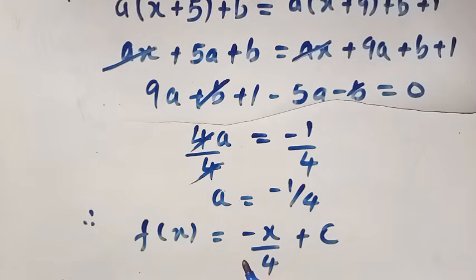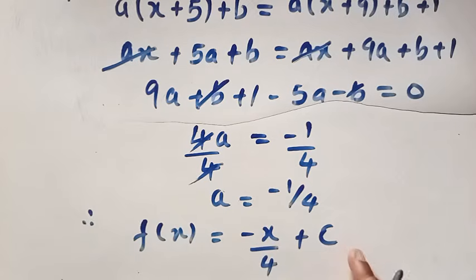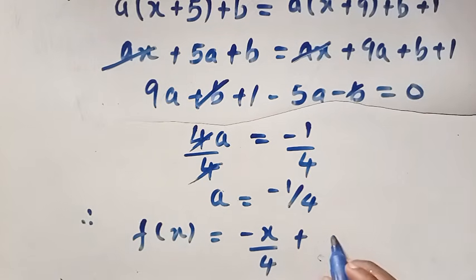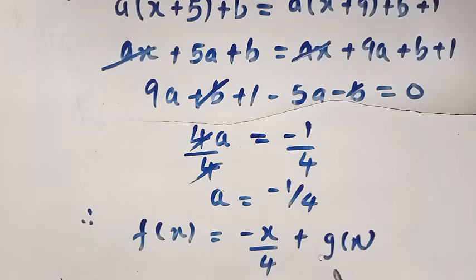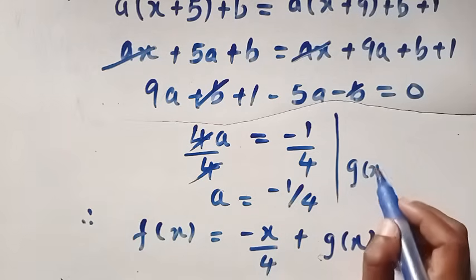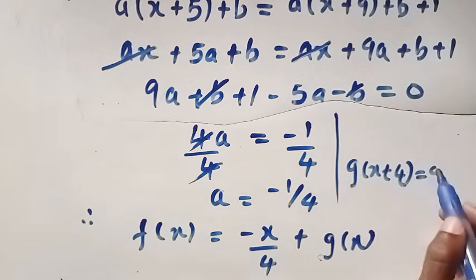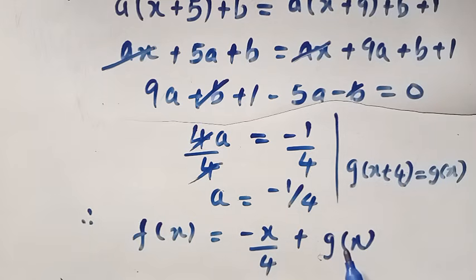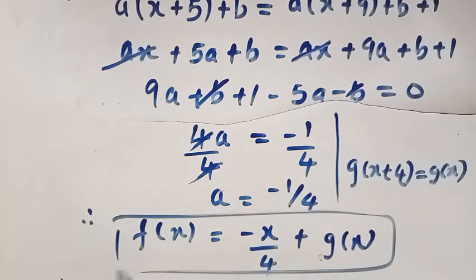And in a general form, let's say for a periodic function of period 4, instead of this, minus x over 4 plus c, we can just have it as a g of x, where g of x is any periodic function of period 4, which we can also rewrite as g of x plus 4 equals g of x. So this is how I solve this problem step by step.